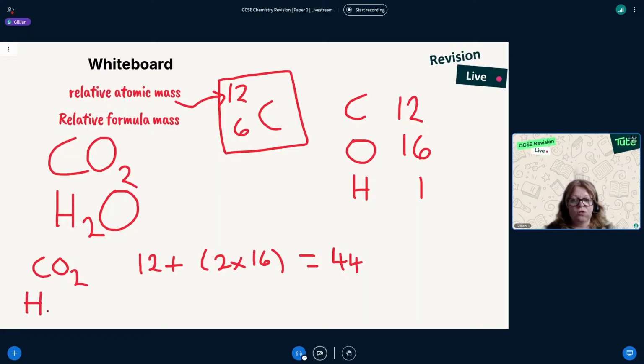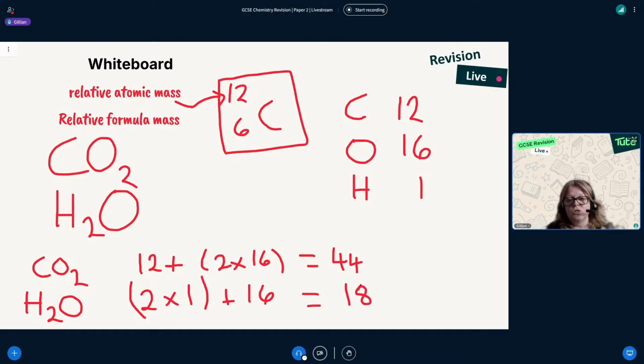Let's work out the relative formula mass of H2O. So I've got 2 hydrogen atoms. The relative atomic mass of hydrogen is 1. So 2 times 1. I've got 1 oxygen atom, and the relative atomic mass of oxygen is 16. So 2 times 1, which is 2, plus 16 is 18. Okay, so remember, that's how we calculate the relative formula mass.